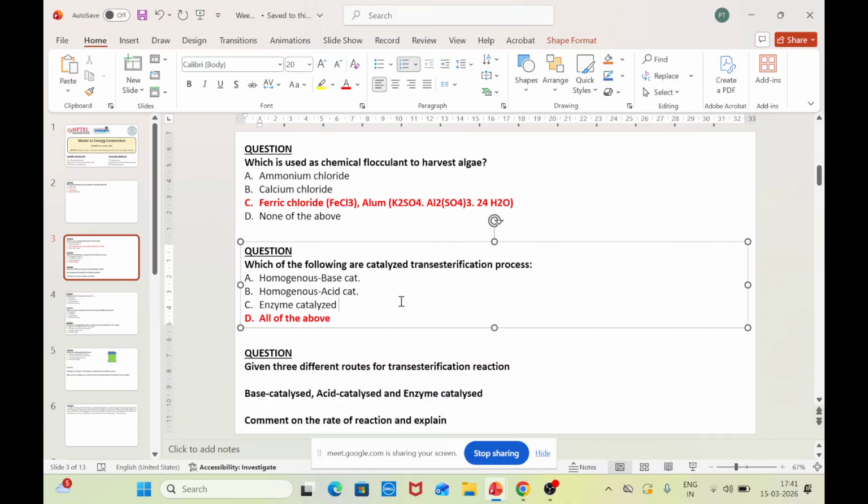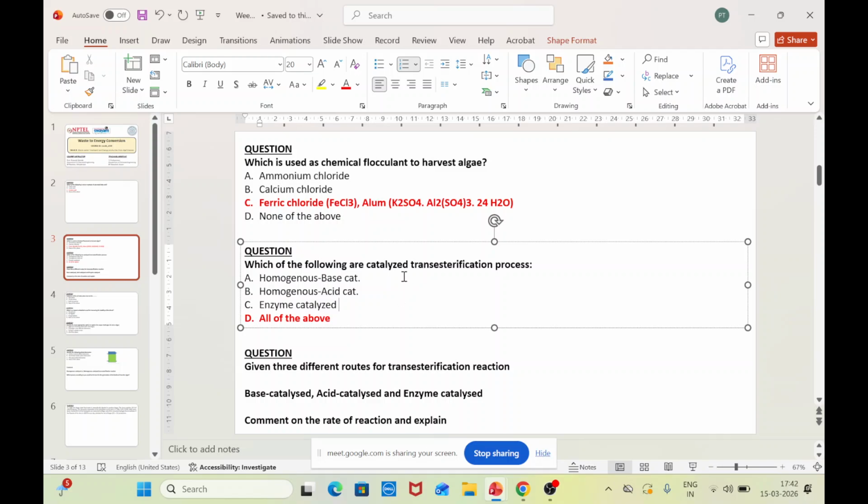Now, I hope everybody agrees with the same. Anyone who is not able to get why it is all of the above? So please provide a few examples for each of the options. For a homogeneous base catalyst, provide some example. For a homogeneous acid catalyst, provide some example. And for enzyme catalyst, please provide some examples. Just one or two for each will be sufficient.